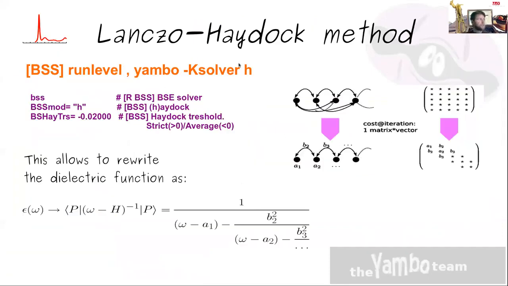An alternative solver is the so-called Haydock solver, or Lanczos Haydock method. And you can control it via -k solver H. So you see BSS mode is equal H now. In this case, the excitonic matrix is not directly diagonalized, but Haydock uses a recursive scheme to directly extract the dielectric function. This is done through these A and B coefficients, which in practice allow you to approximate the full matrix through a tri-diagonal matrix.